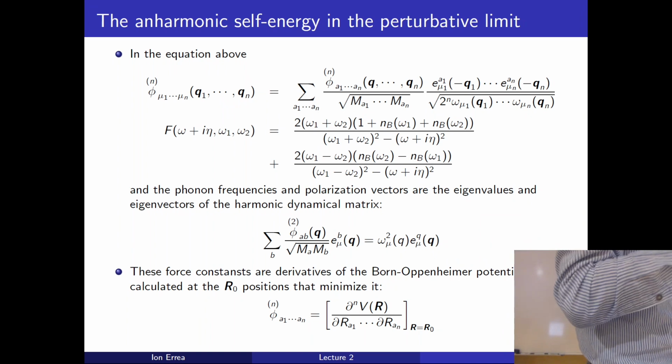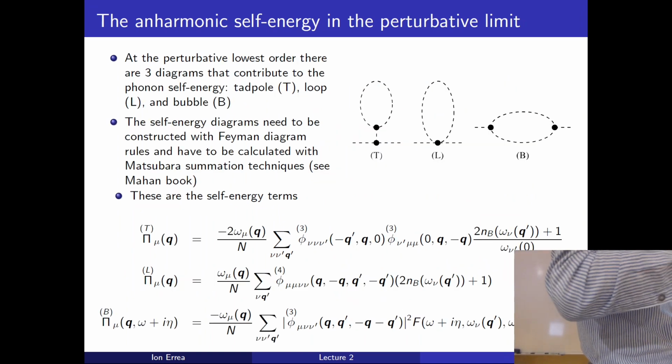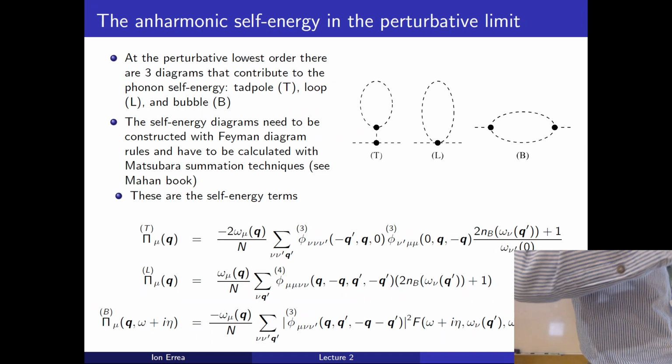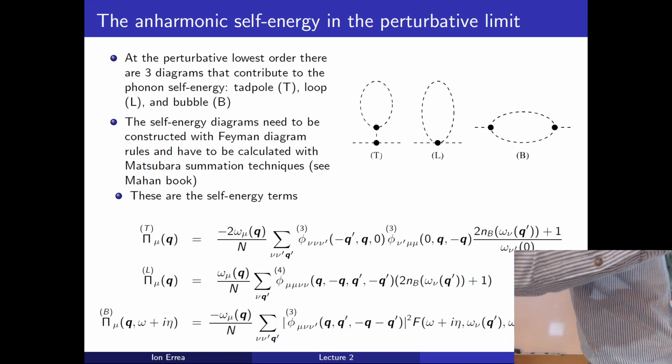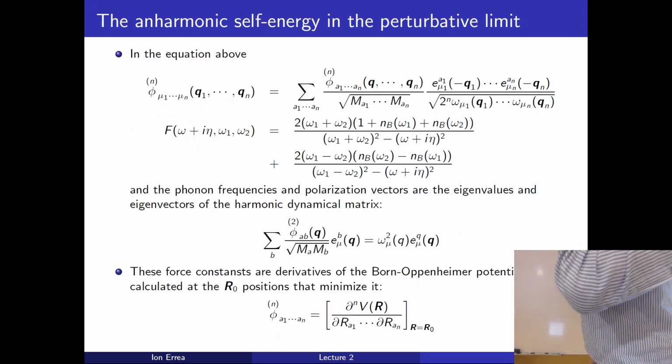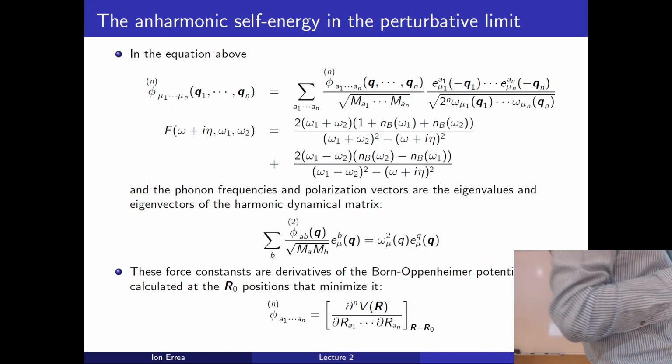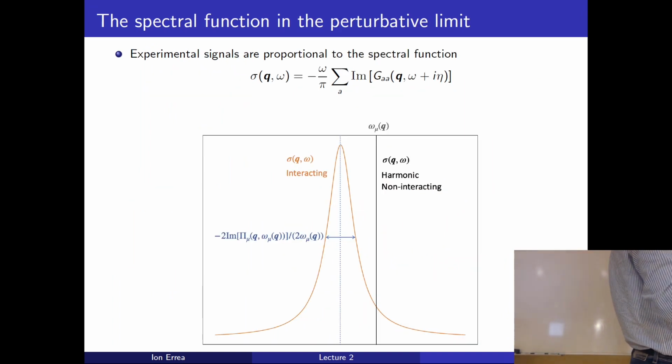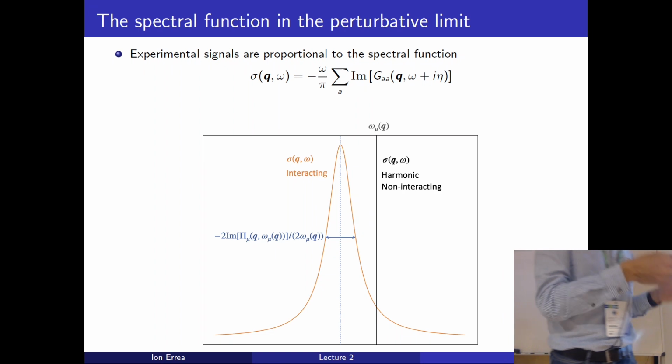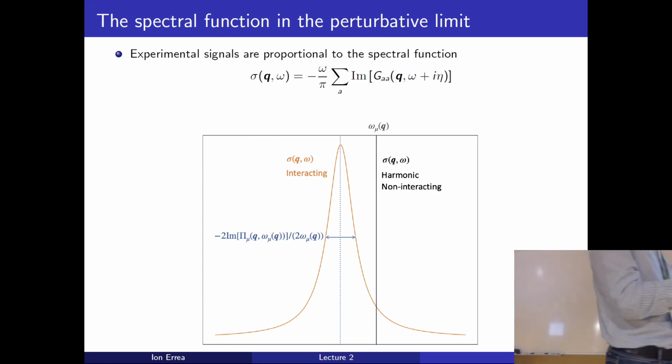And this f function that enters in the bubble self-energy diagram is given by these, where you have just frequencies and Bose-Einstein occupation factors. Okay. So this is the way to calculate perturbation theory exactly at the perturbative order.